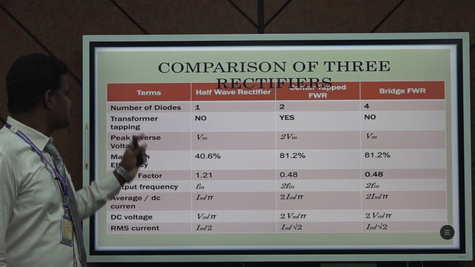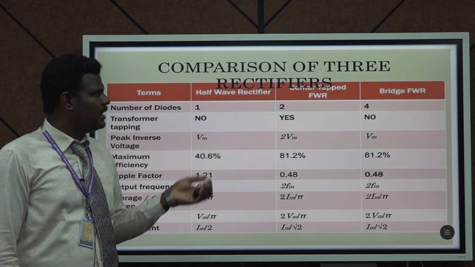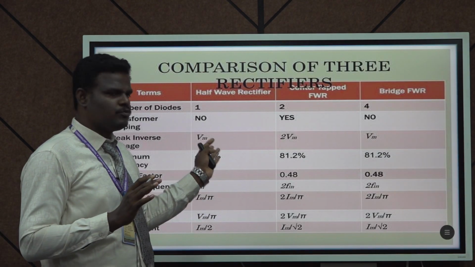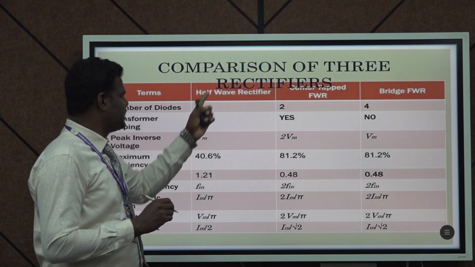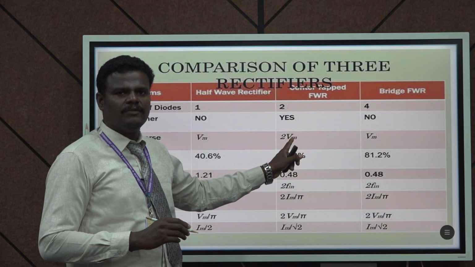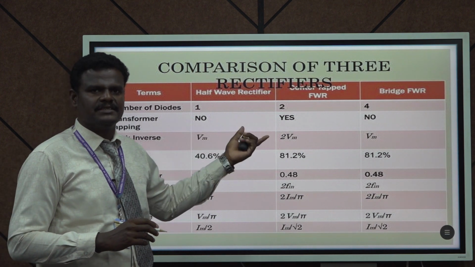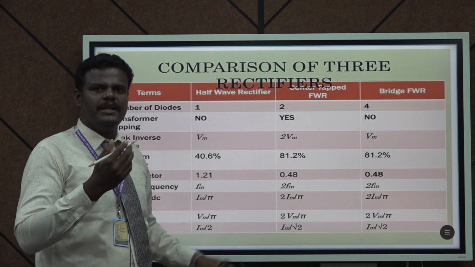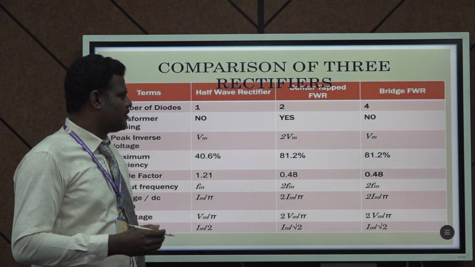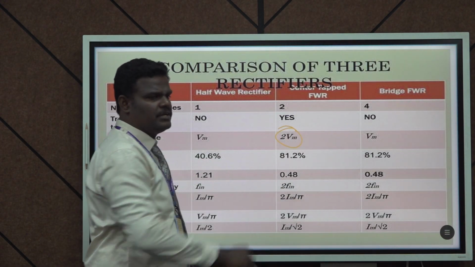Next we are going to compare the performance parameters of the half wave rectifier, full wave rectifier and the bridge rectifier. The first parameter is the number of diodes. The requirement is 1 in the half wave rectifier, 2 in the center tapped configuration, and 4 in the bridge configuration. Peak inverse voltage is Vm in the half wave rectifier and 2 Vm in the center tapped transformer. This is one of the limitations, because if the PIV increases, the rating of the diode must increase, and the diode cost will increase. Then in the bridge configuration it is Vm.